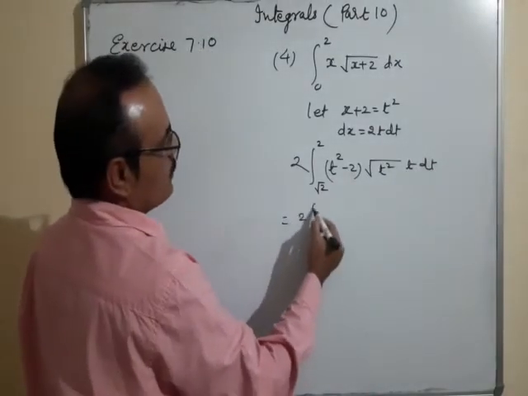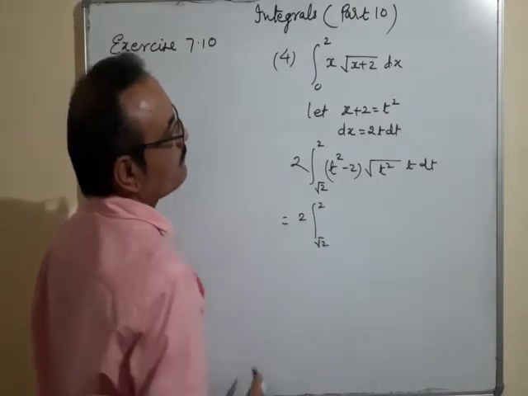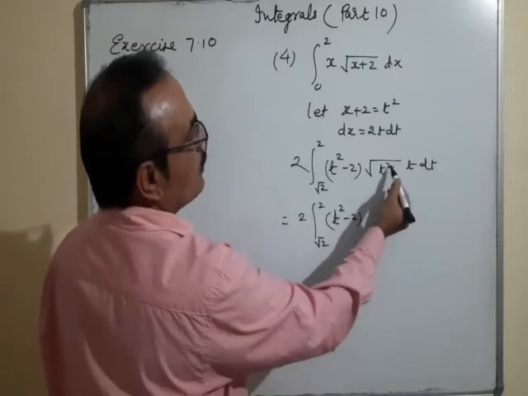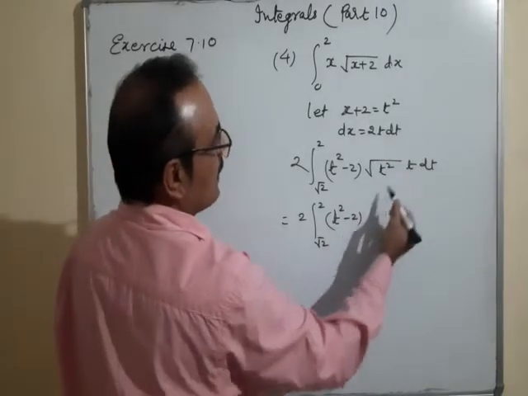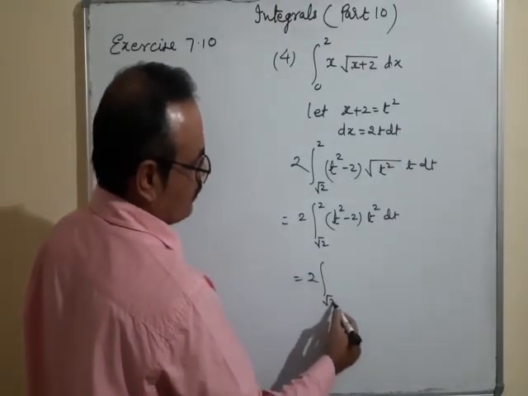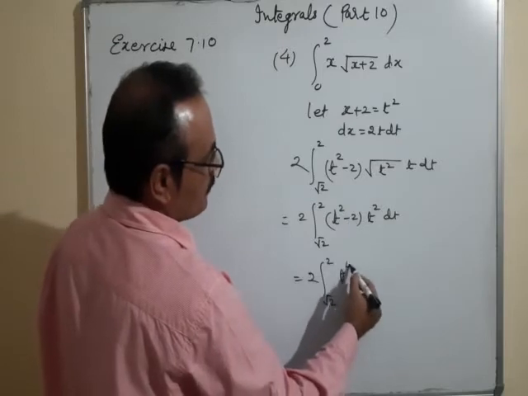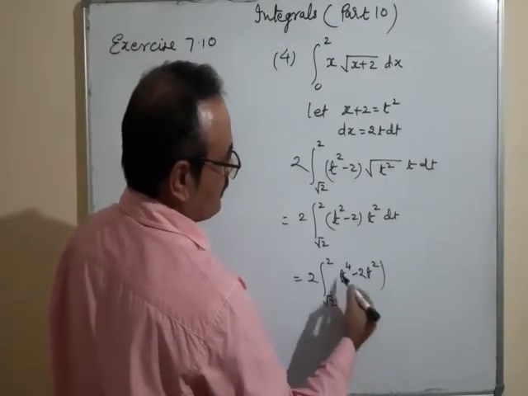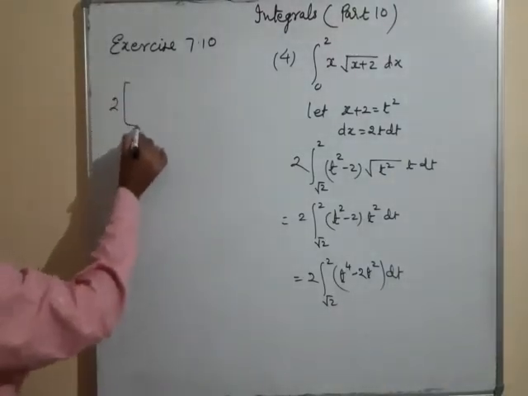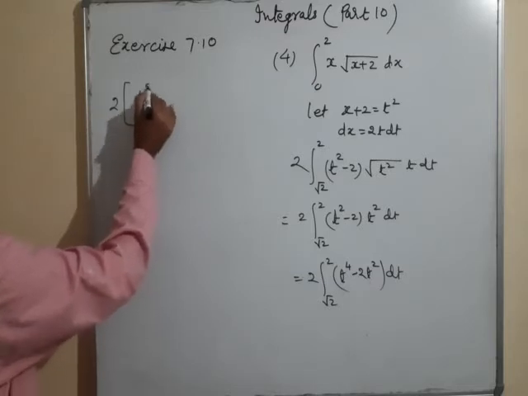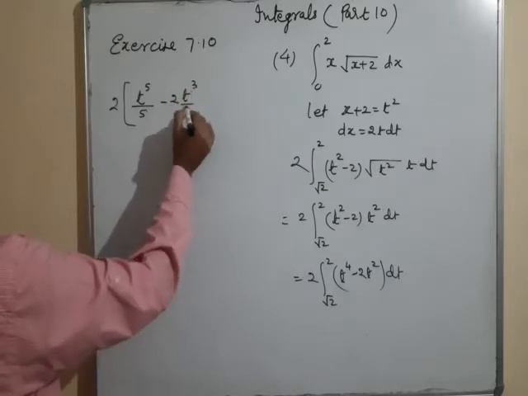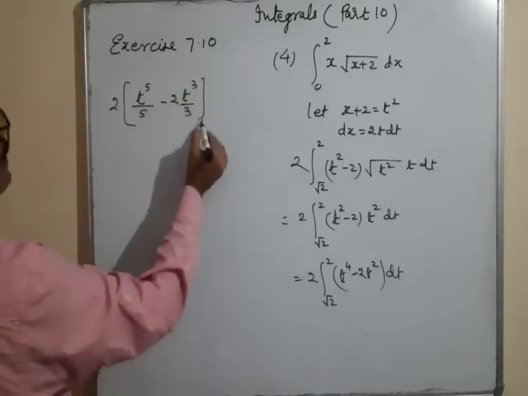Limit root 2 to 2. This is t square minus 2. Root t square will be cancelled by root. It is t multiplied by t, which is t square dt. Root 2 to 2, t to the power 4 minus 2t square dt. A simple integration: integration of t to the power 4 is t to the power 5 upon 5 minus 2t cube upon 3, limit root 2 to 2.